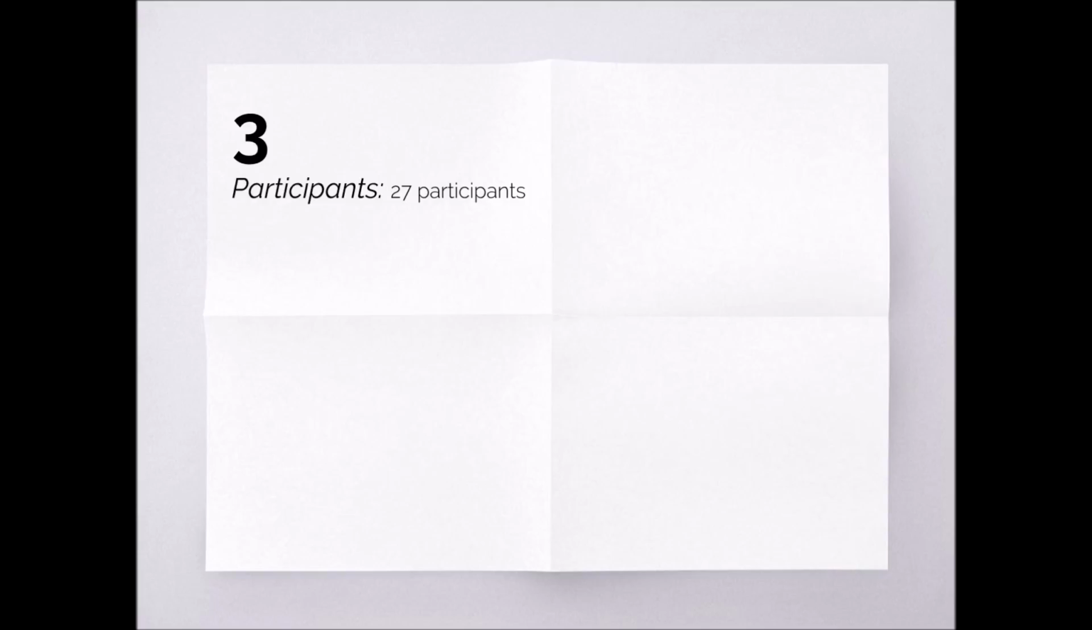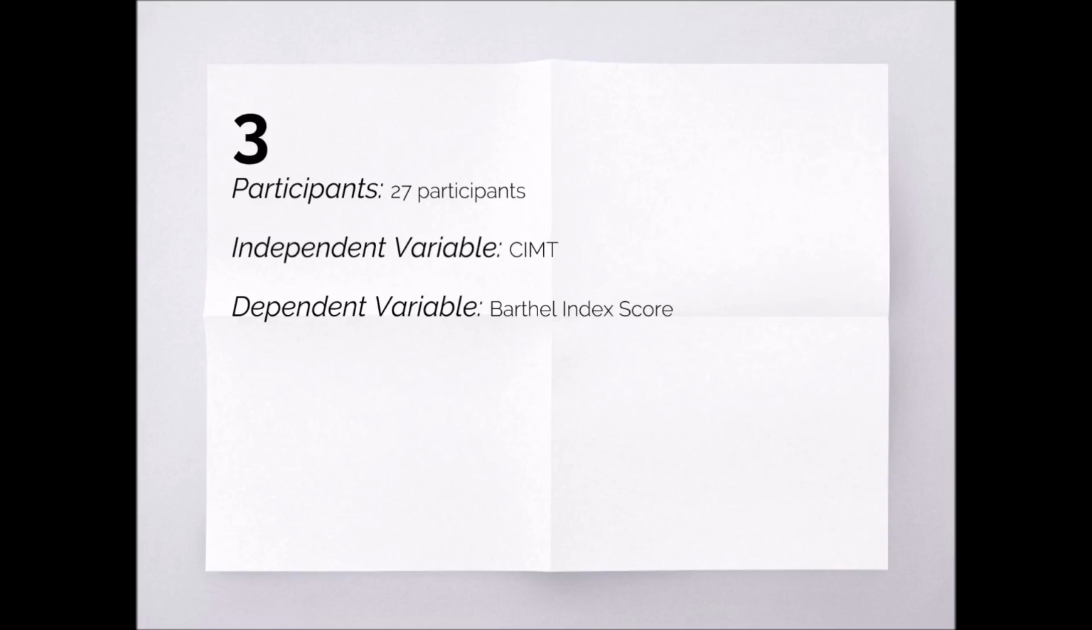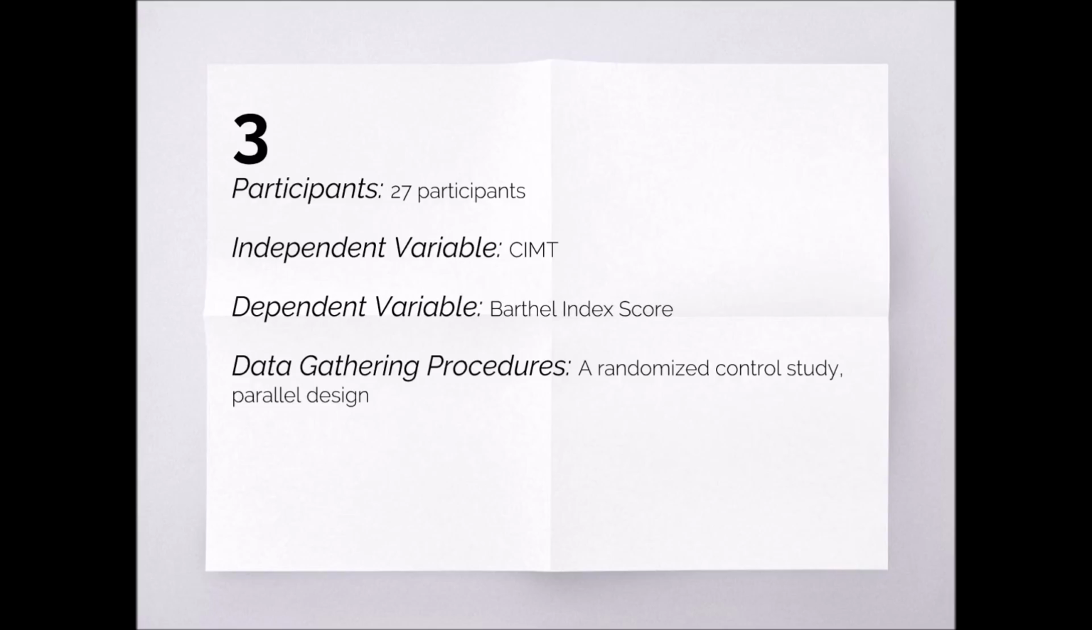24 patients were in the mild group and 13 patients were in the moderate group. The independent variable is CIMT. The dependent variable is Barthel Index score. The data gathering procedure was a randomized control study with a parallel design. Data analyses were unpaired t-test and chi-square test.